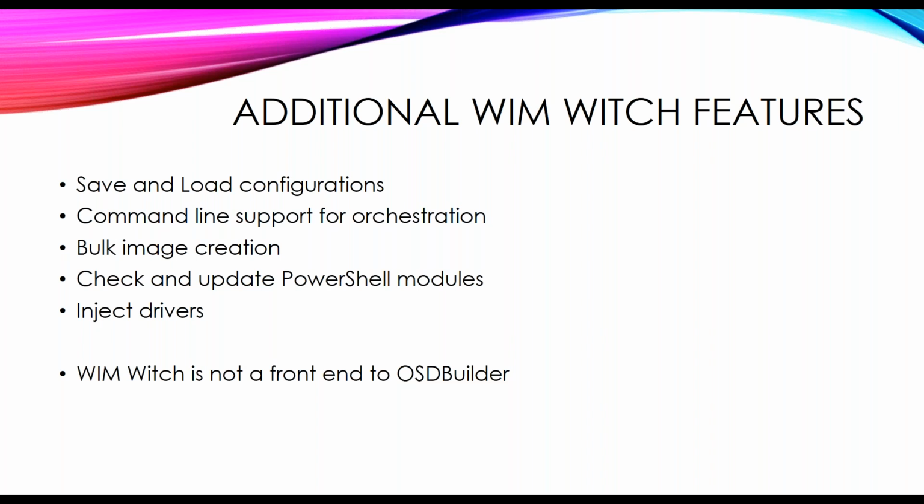You can also, through a bulk image creation option in command line, have it build multiple images in one command line. So if you're trying to maintain an Enterprise 1909 and a 1903, and a variety of other images, instead of having to do them individually, you can set it up and just with one command, let WIM Witch go ahead and tear into it.